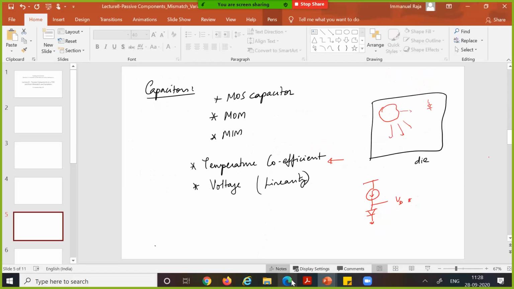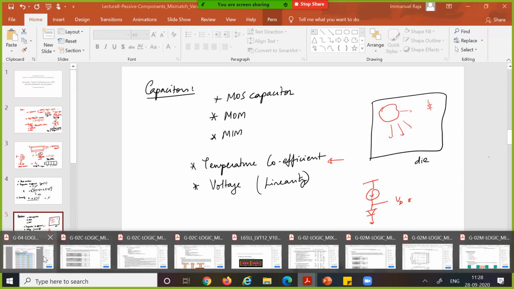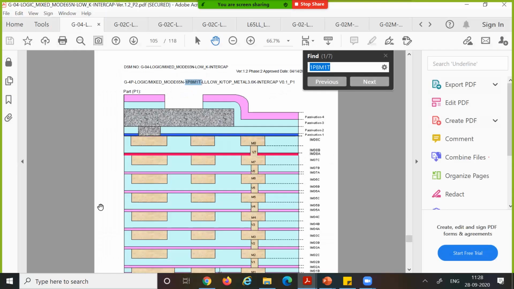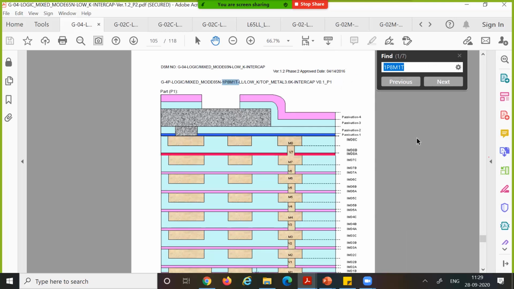So now with this background, I just want to go through some of the things. So in the last class, I had drawn the cross section, or what is called the stack up, of a typical CMOS process. Now, all the documents that I am going to show you today are taken from the foundry called UMC, which is based out of Taiwan.